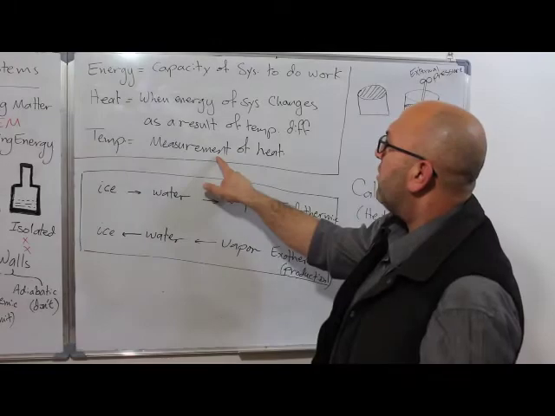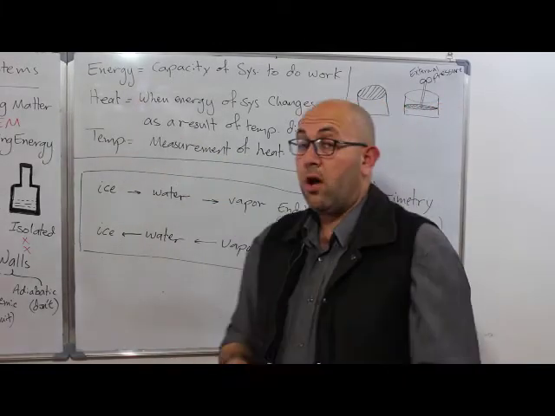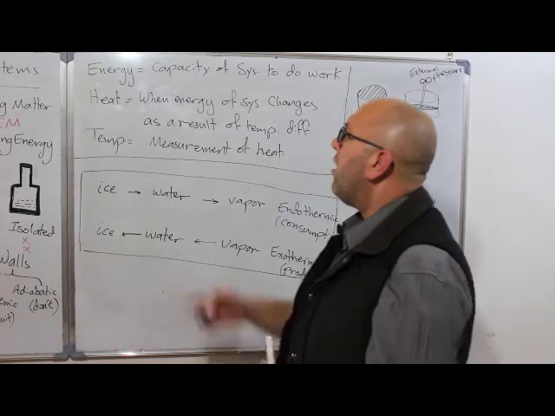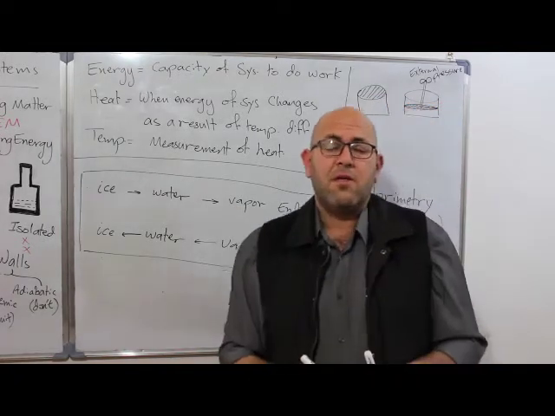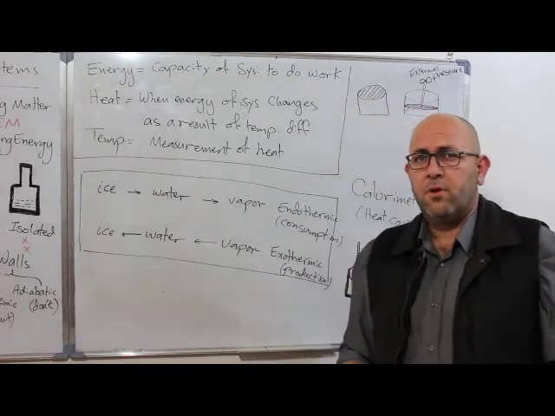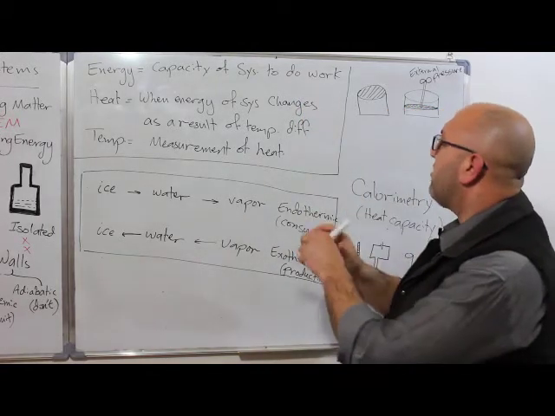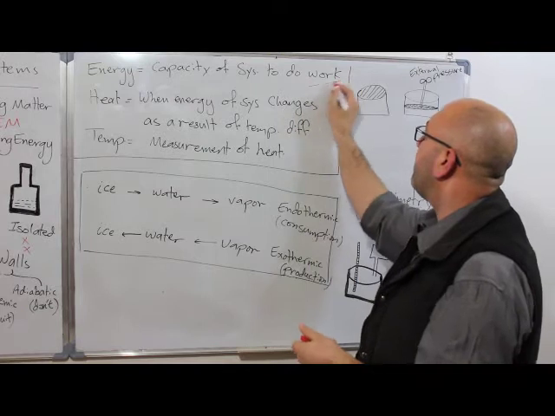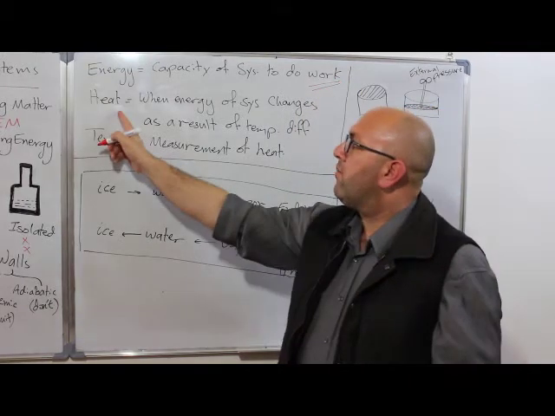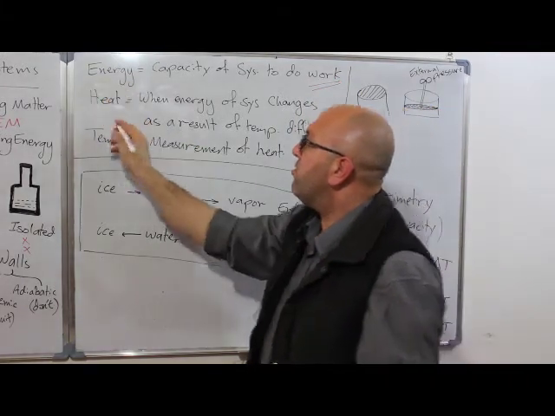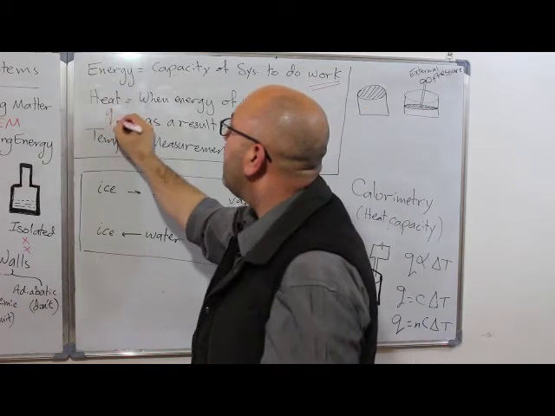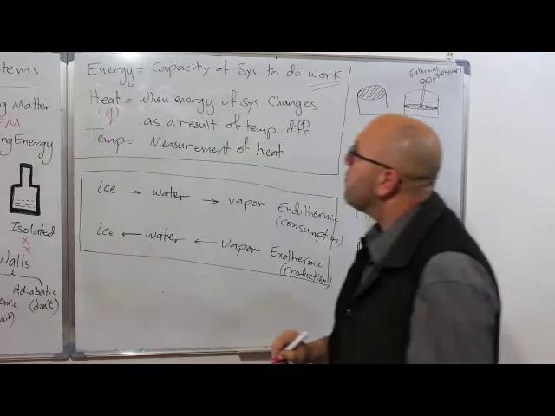Another box here contains very important concepts in thermochemistry. Energy, first of all, is the capacity of a system for doing work. Work, here, we're going to underline it. It's important. Heat as a form of energy is abbreviated by Q.